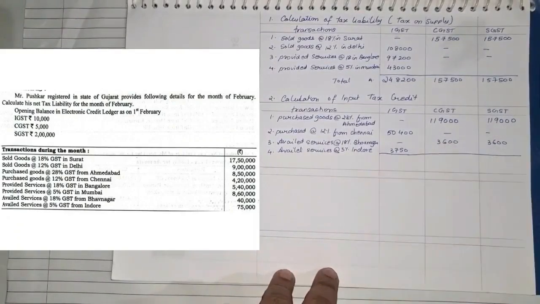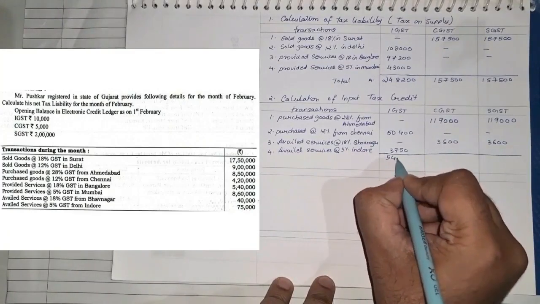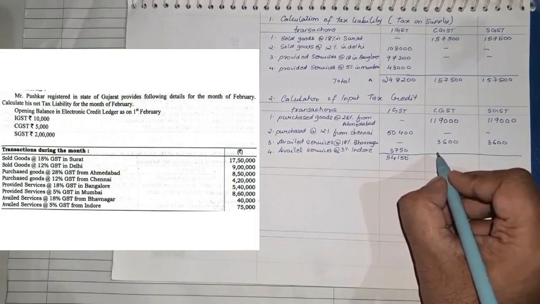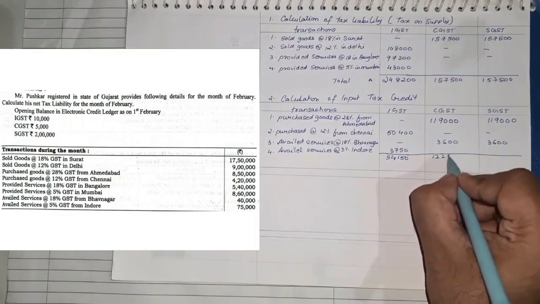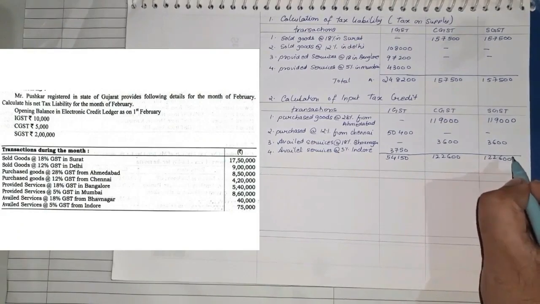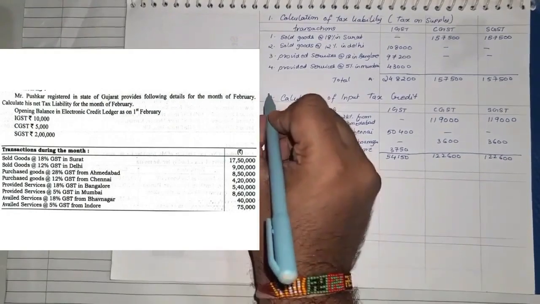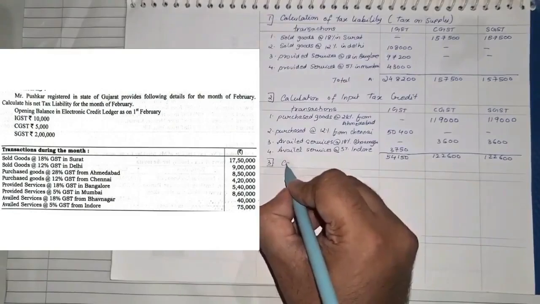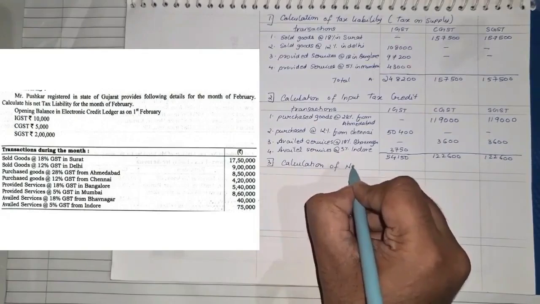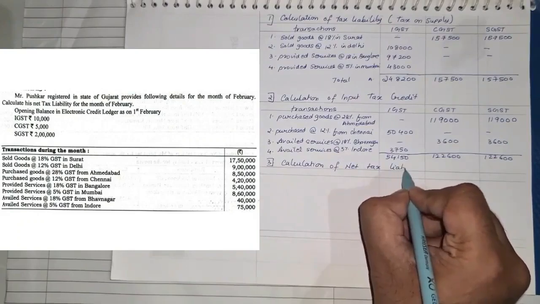Okay, when we add up, we get the value as, the first one will be 54,150. For the second one, 1,22,600 and 1,22,600. Step number 3. Okay, this is my step number 3. So now this will be calculation of net tax liability.